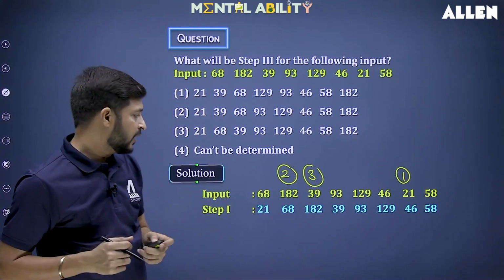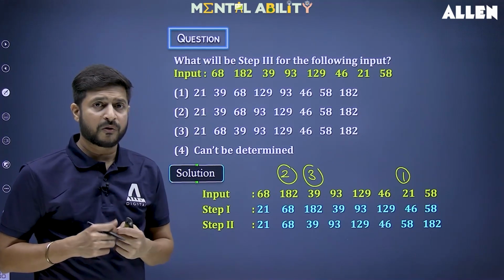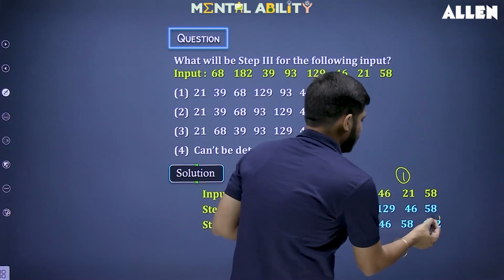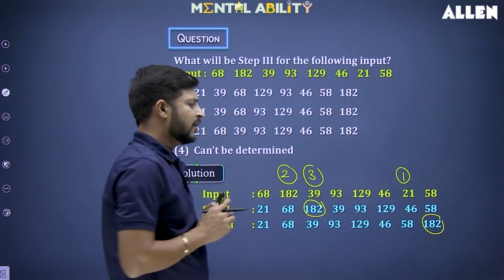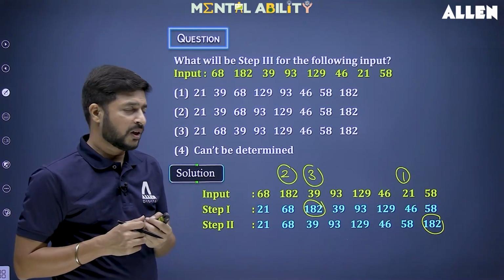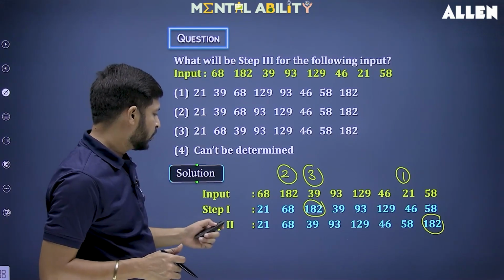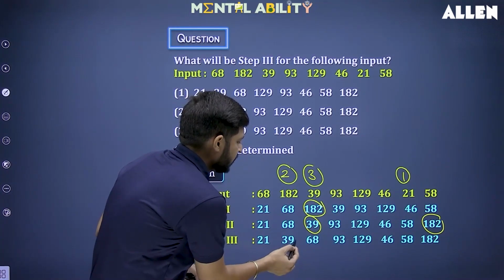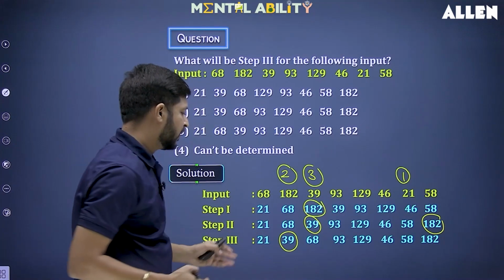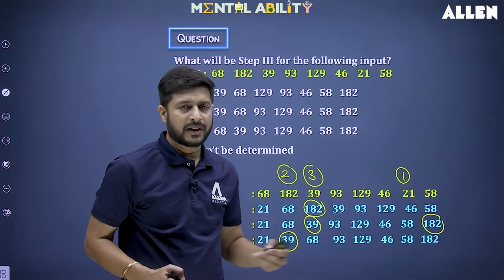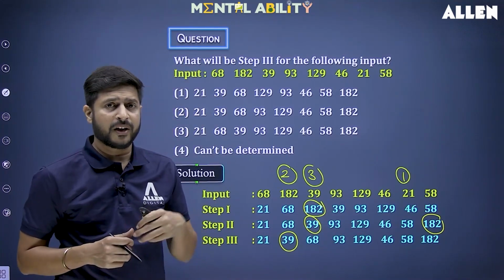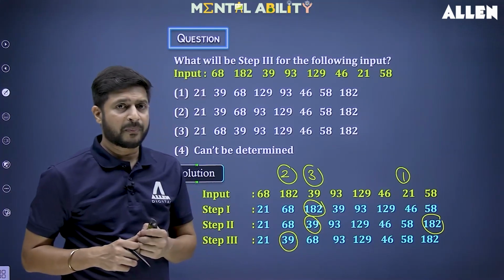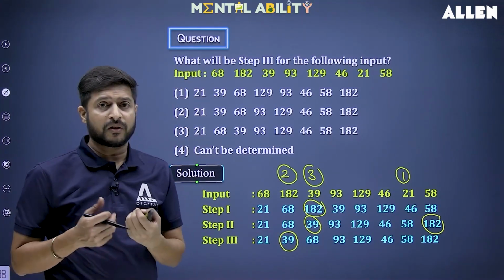Now from step number 1 to step number 2, what exactly will happen is that this 182 has been shifted from this place to this place, and the rest of the numbers occupy the same position, right? Now if I talk about step 2 to step 3, this 39 has been shifted from this place to this place, and the rest of the numbers don't change their position. So we have to observe this particular step and see which of the following options matches it.